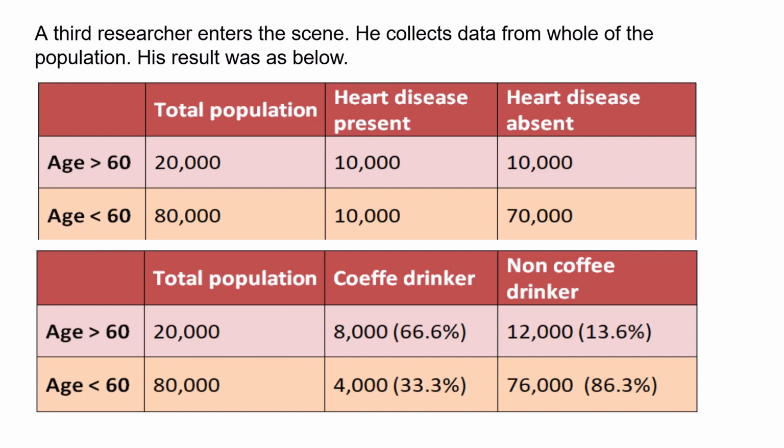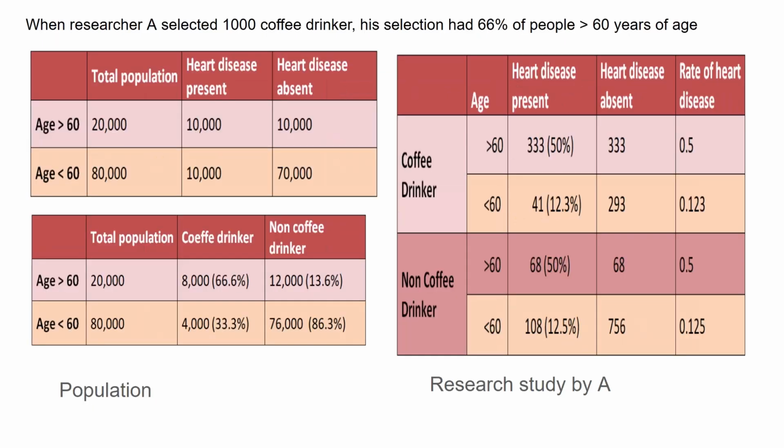The total population was 1 lakh. The total number with age more than 60 was 20,000. And the total number of coffee drinkers was 12,000. When researcher A selected 1,000 coffee drinkers, his selection had 66% of people more than 60 years of age.